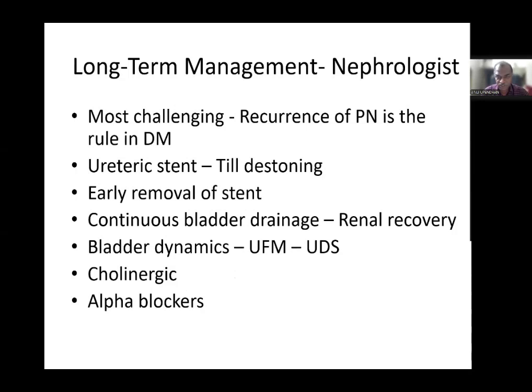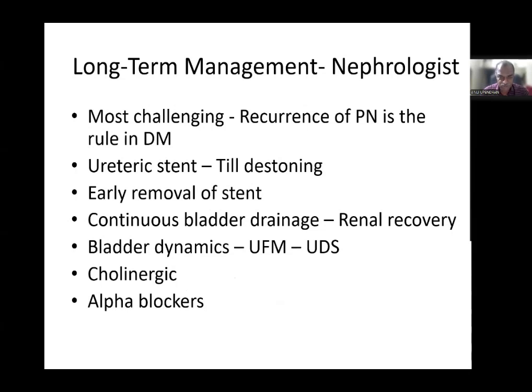Long-term management very often comes under the purview of the nephrologist. Often the patient is not treated by the intensivist or the urologist, and it is completely under the purview of the nephrologist. And perhaps the most challenging aspect is to treat these patients without recurrence. As you all are aware, recurrence is the rule in acute pyelonephritis, especially when there is underlying diabetes.